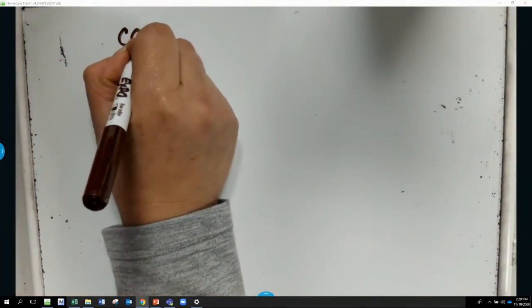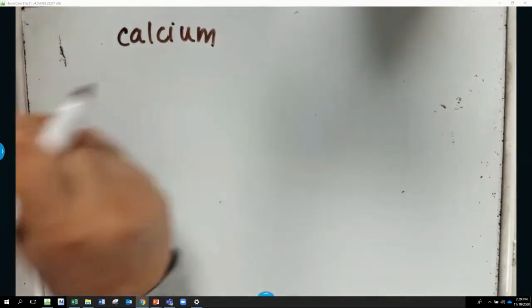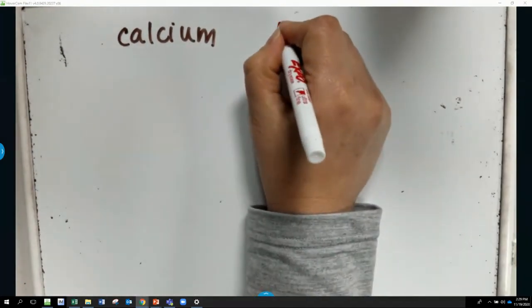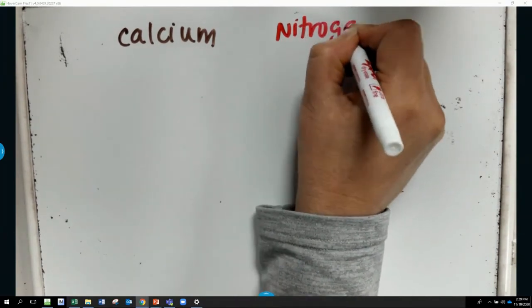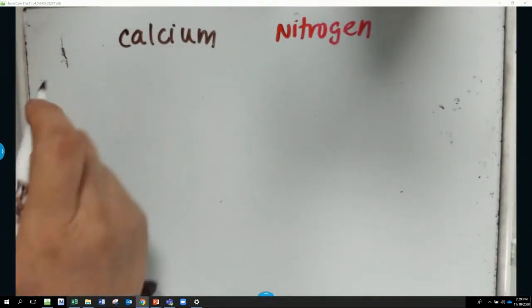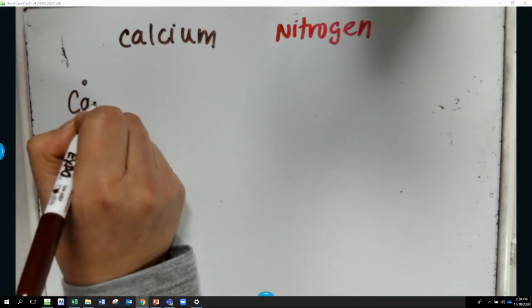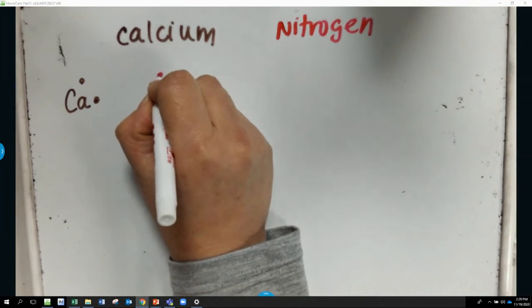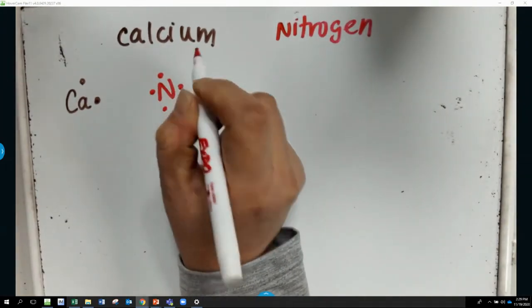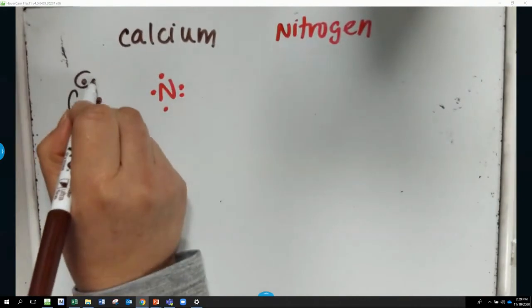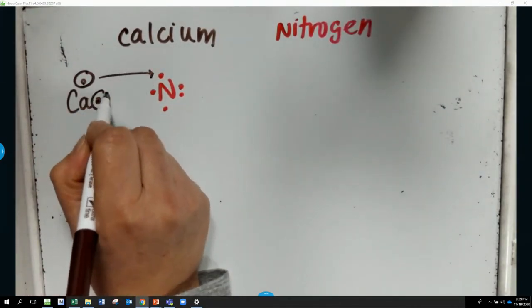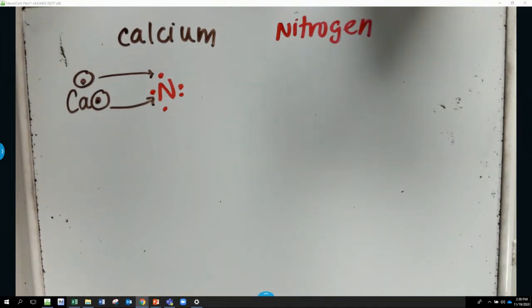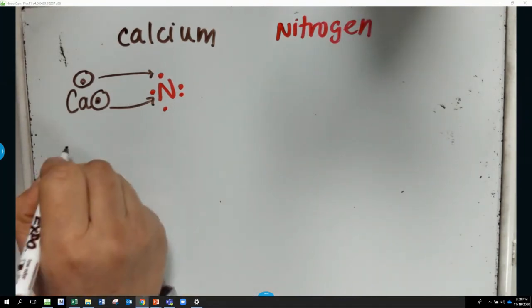Our last one is going to be something like calcium with nitrogen. Calcium is your metal, so it goes first, and it has 2 valence electrons. You can look that up on your periodic table. Nitrogen is your nonmetal, and it has 5 valence electrons. So we're going to do the same thing. Calcium is going to give an electron there and an electron there. But we still have a little spot available down here.